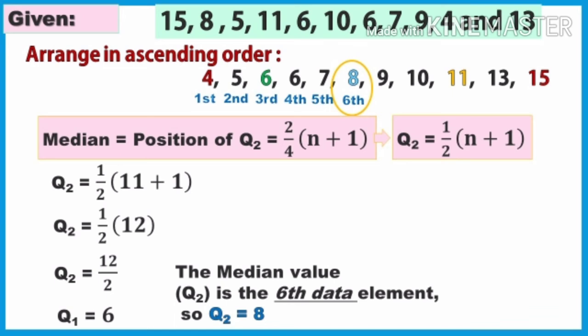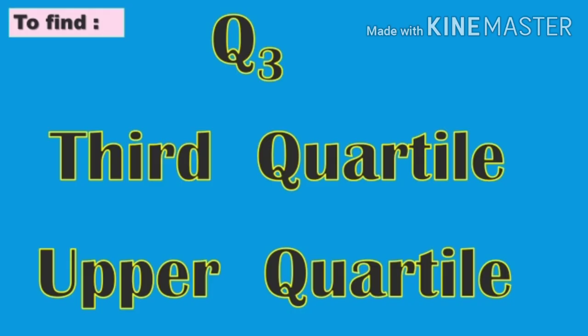So, okay, magbibilang tayo ng 6 mula dun sa first data natin. So, we have first, second, third, fourth, fifth, and sixth. So, ang 6th element natin is 8. Therefore, ang second quartile natin is 8. Or, ang value ng second quartile natin is 8. Okay, so next, let's have the third quartile.